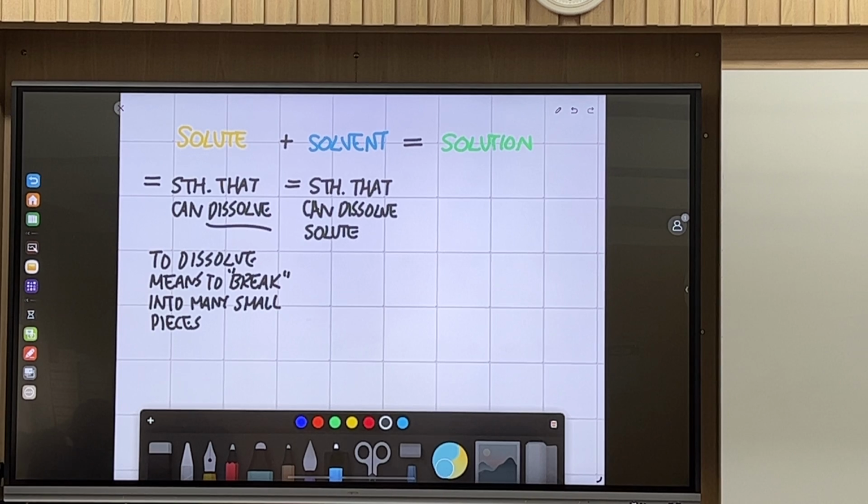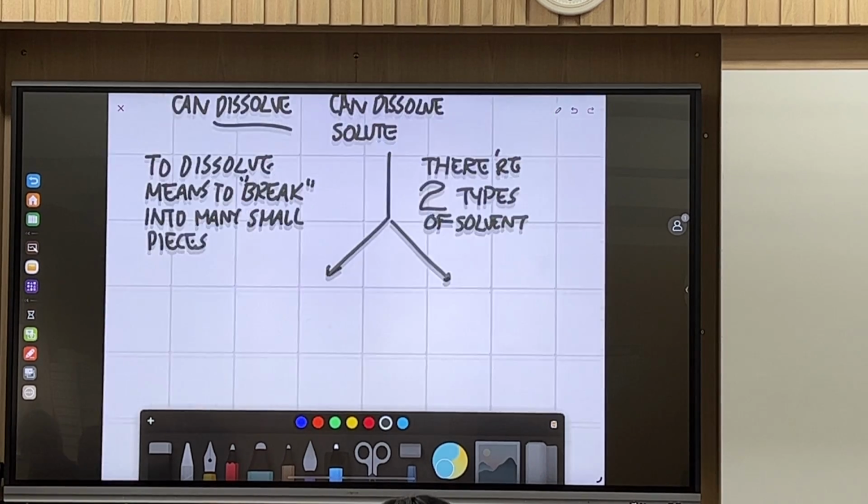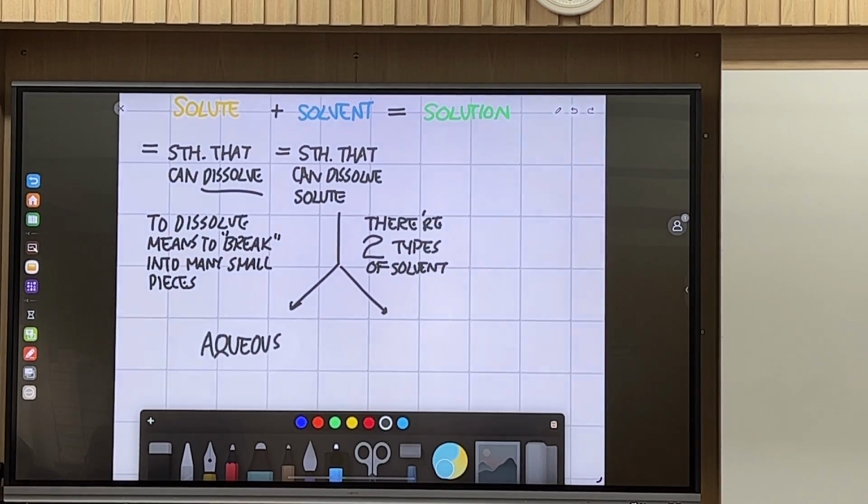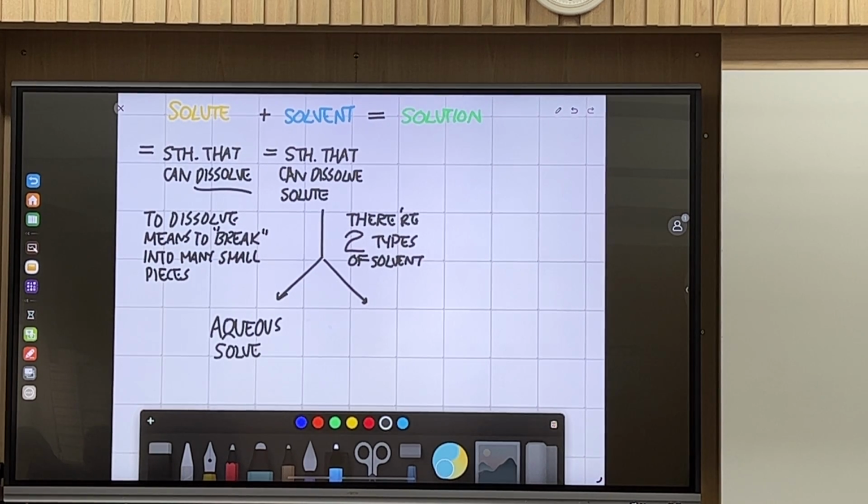And right now, there are two types of solvents. One, we call it aqueous solvent. Okay, so the term aqueous, you may remember learning this when we discussed ionic compounds. Ionic compounds can only conduct electricity in aqueous and molten state. So aqueous solvent means solvent containing water. The term aqueous comes from the word aqua, A-Q-U-A, meaning water. So this is solvent with water.